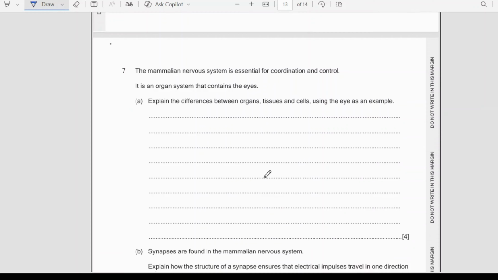The mammalian nervous system is essential for coordination and control. Explain the difference between organ, tissues, and cell using the eye as an example. So you have to give the definition of organ, tissue, and cell, and how the eye has different cells, different tissues, and how it's an organ. Cell. Correct. We have cone cells, rod cells.